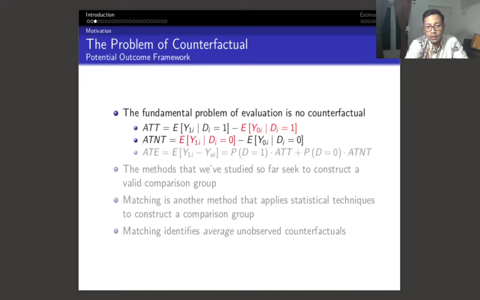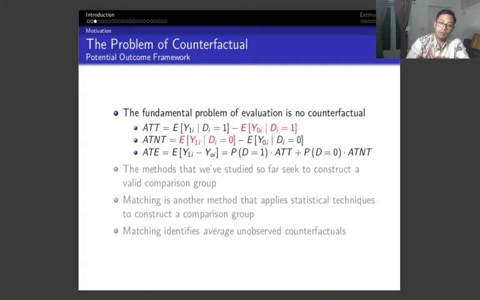Knowing the counterfactual is going to be important because if we know the counterfactual, we're going to be able to calculate the average treatment effect, which is the expected difference between the outcome receiving the treatment and its counterfactual, or it's the probability of an individual receiving a treatment multiplied by the average treatment on the treated, plus the probability of not receiving the treatment multiplied by the average treatment on the not treated.